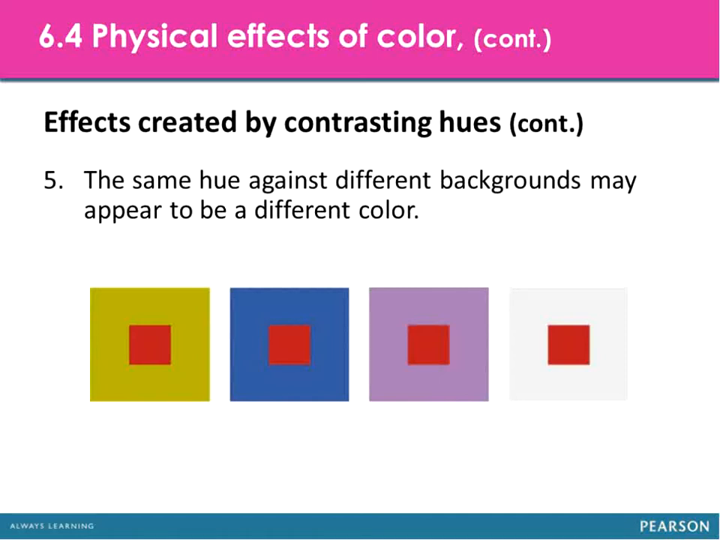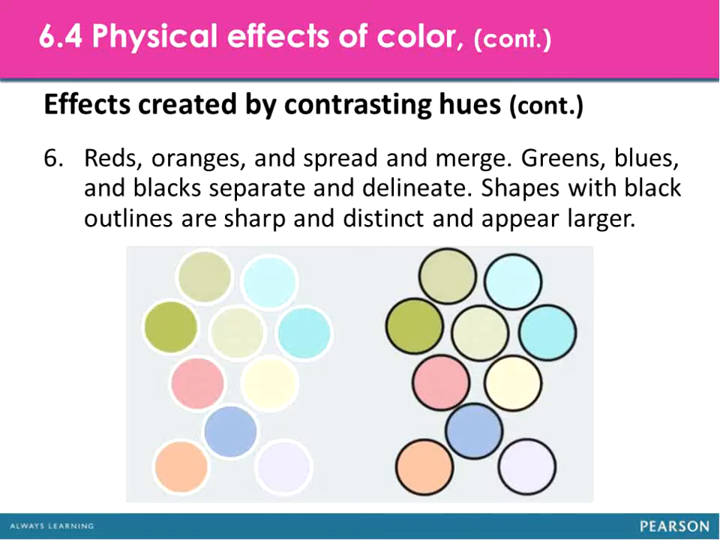Let's see how that comes into play. Here, the same hue against different backgrounds may appear to be a different color. This is the same red-orange, but depending on the color around it, it's going to have a different effect on how we see it. This one's a good one. All of these, reds, oranges, and yellows, spread and merge. Greens, blues, and blacks separate and delineate.